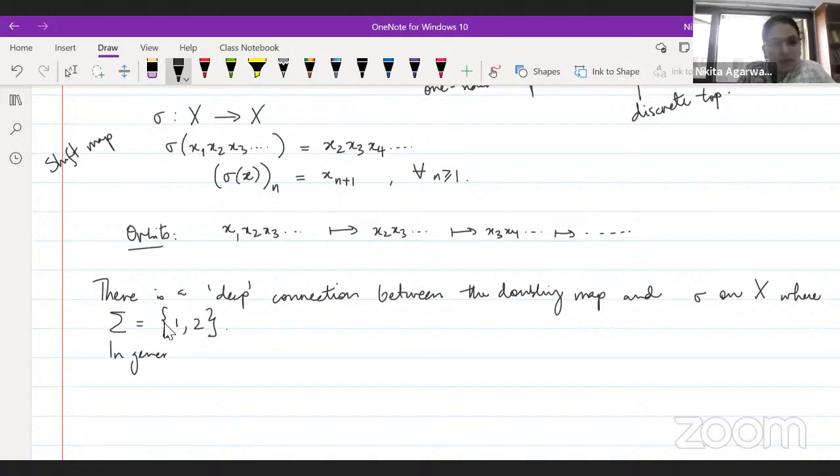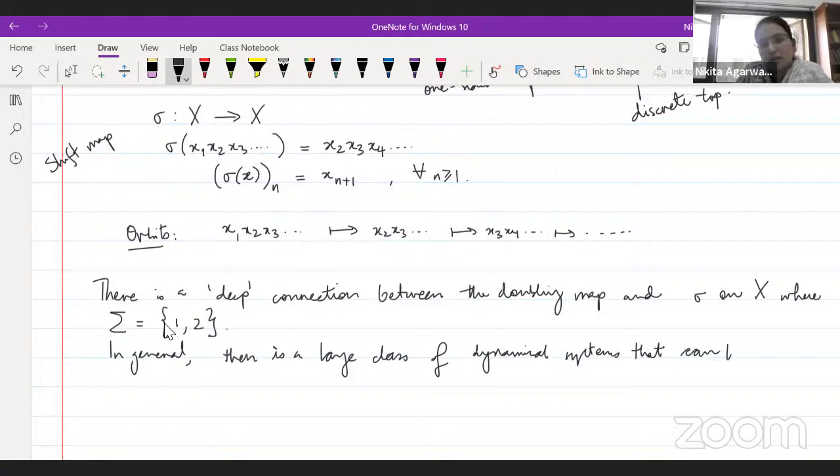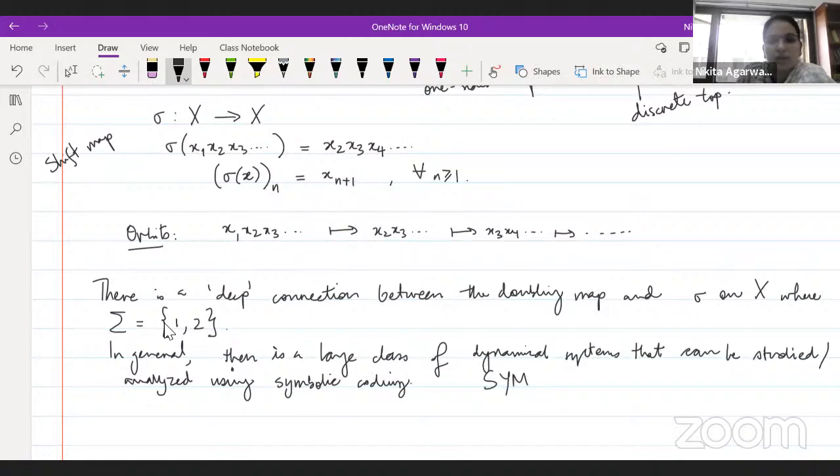And in general, there is a large class of dynamical systems that can be studied or analyzed using this kind of coding. This is called symbolic coding, and this area of dynamical systems is known as symbolic dynamics, which has been my area of interest for the last couple of years.